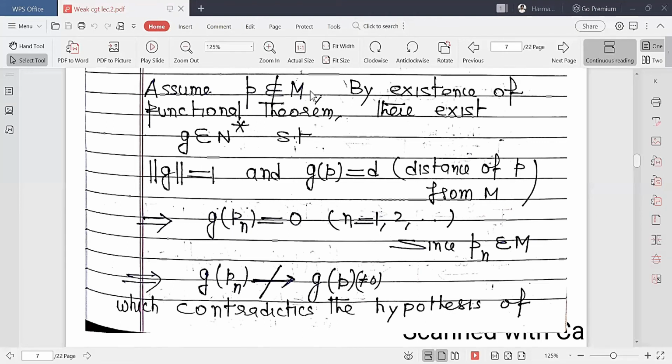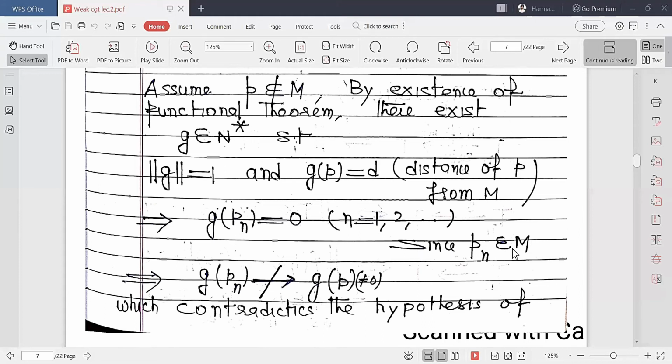It means P does not belong to M, so the distance of P from M is non-zero, because P does not belong to M while the other points belong to M. So the distance between P and M is non-zero. So G of P is not equal to 0. Remember this result. Now it implies G of Pn equals 0 for every n belonging to 1, 2, 3, since Pn belongs to M. So G of Pn approaches 0. G of P is non-zero, G of Pn is 0. So G of Pn does not converge to G of P, because every term in this sequence is 0.